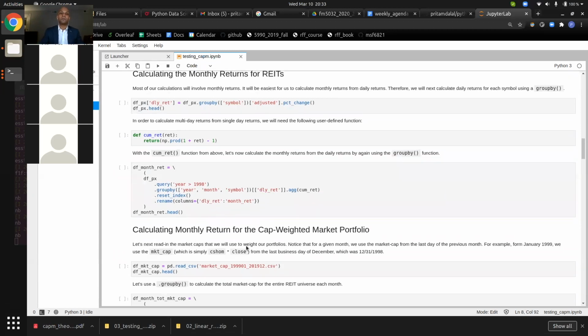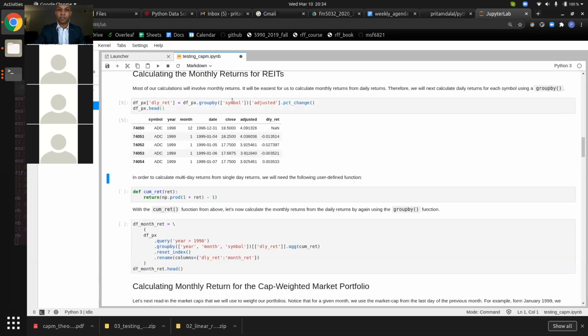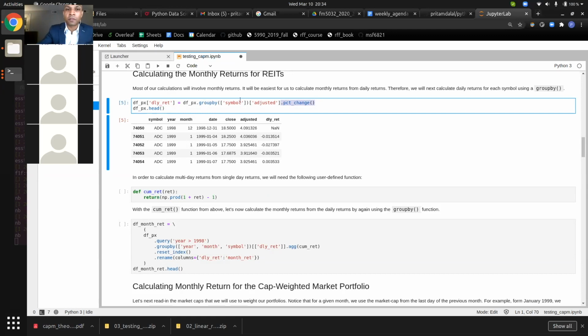Okay, so let's go ahead and calculate the monthly returns for each of the REITs. This is actually going to be easiest to do by first calculating daily returns and then calculating monthly returns from that with a group by. There's this percent change convenience function. When I pair that with a group by over symbol, it does exactly what I want.